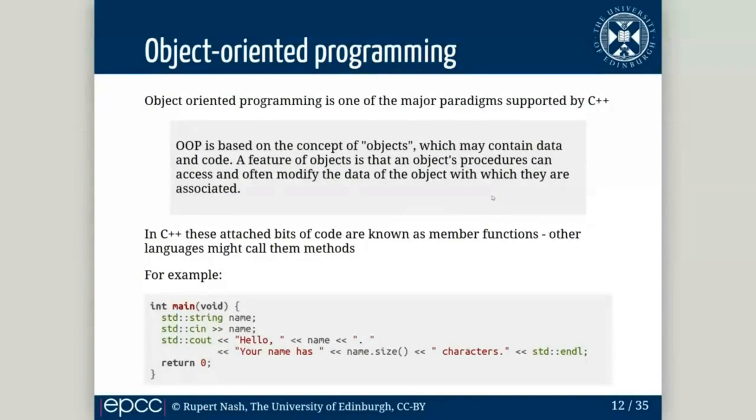So this is a quote from Wikipedia, and as I've mentioned before, an object may not necessarily be an object in the OOP sense, but object-oriented programming, or OOP, is based on the concept of objects, which contain data and code. A feature of objects is that the object's procedures can access and modify the data of the objects with which they are associated. I'd also reiterate that a class is effectively the template, if you like, that describes what the type is, and the object is the instance of it. And I know we've used struct earlier, but there is also the class keyword. They're very similar. The difference between them is with regards to what we call the default privacy of the member variables and methods. But we'll cover that.